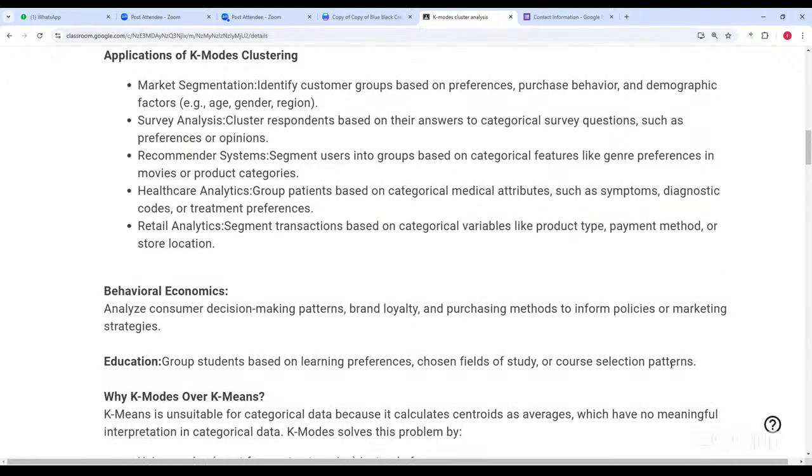Should I continue, sir? Yeah. Applications of K-modes clustering. Market segmentation. Identify customer groups based on preferences, purchase behavior, and demographic factors, namely age, gender, region.